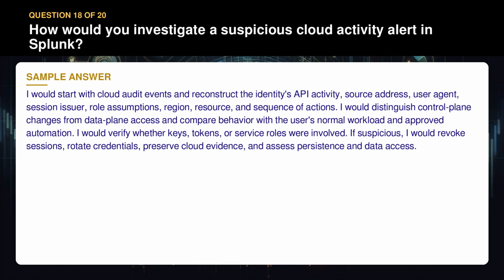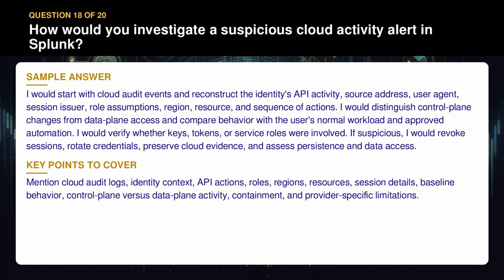I would distinguish control plane changes from data plane access and compare behavior with the user's normal workload and approved automation. I would verify whether keys, tokens, or service roles were involved. If suspicious, I would revoke sessions, rotate credentials, preserve cloud evidence, and assess persistence and data access. Mention cloud audit logs, identity context, API actions, roles, regions, resources, session details, baseline behavior, control plane versus data plane activity, containment, and provider-specific limitations.